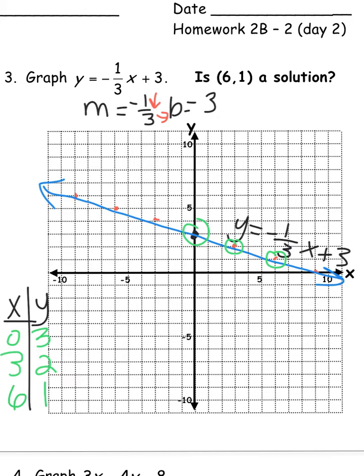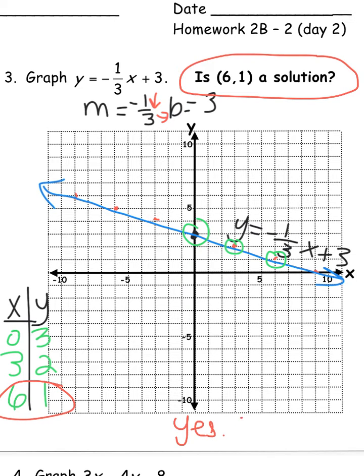Now, is 6, 1 a solution? Yes. 6, 1 is on the line. Yes, because 6, 1 is on the line. Really spectacular handwriting there. All right, next one.